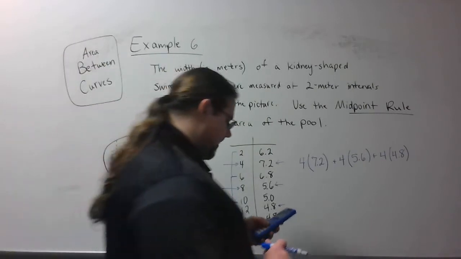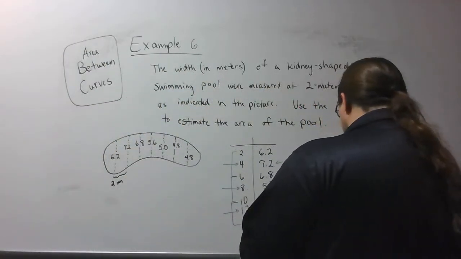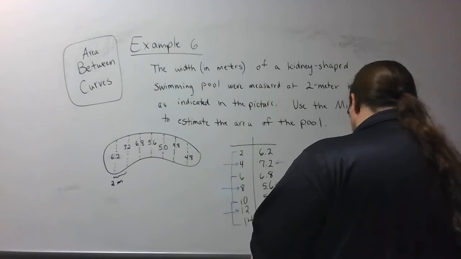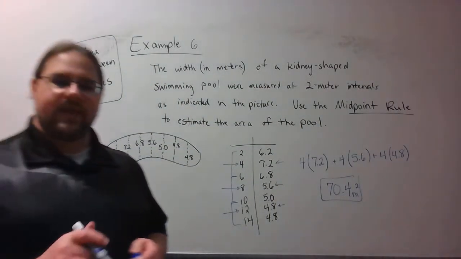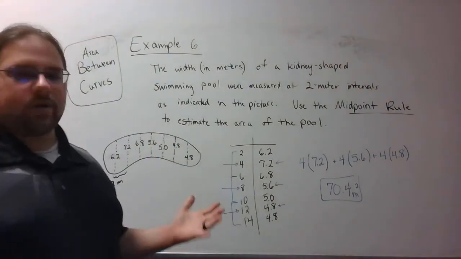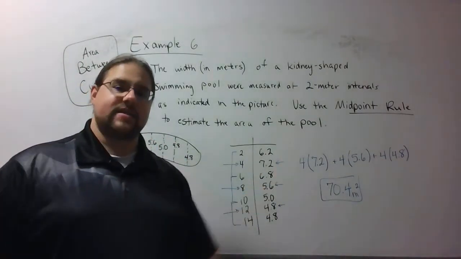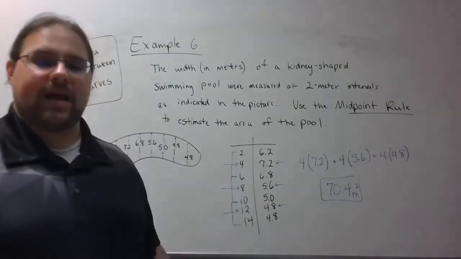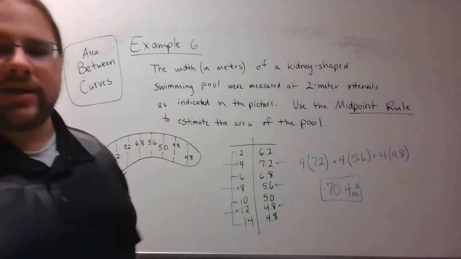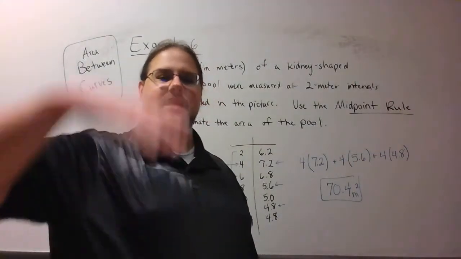And I have a magical 70.4, and that's square meters. 70.4 square meters. Hopefully that helps you guys understand what to do with word problems, and hopefully it reminds you of things like the midpoint rule that we did when we were doing Riemann sums. We're still doing the same kind of thing here. It's just now between two curves instead of starting at the x-axis and going to the curve.